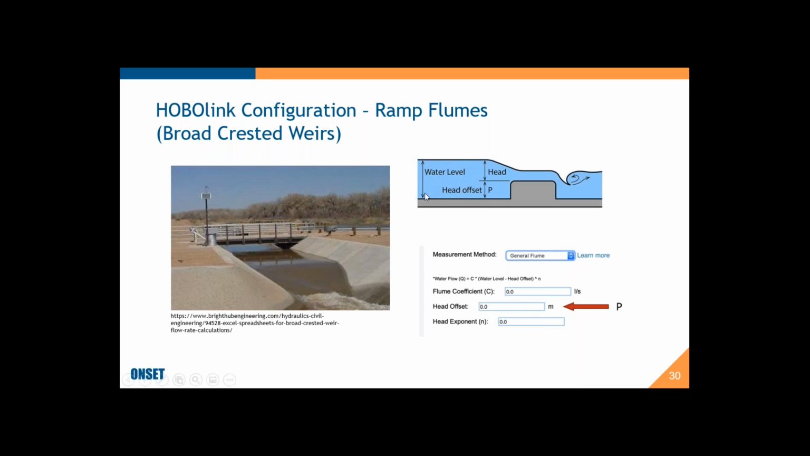So if you're measuring water level at this point in the water flow, this is a side view of the flume, and your head is here, you're going to have to enter in what the height of the head is. So you enter that in as your head offset here. That's your P. So again, pretty simple to do.